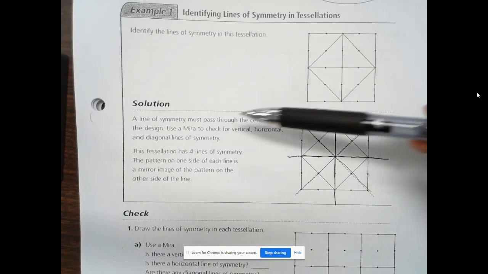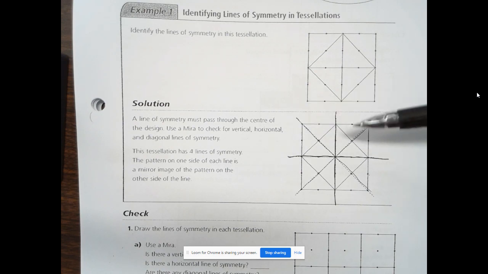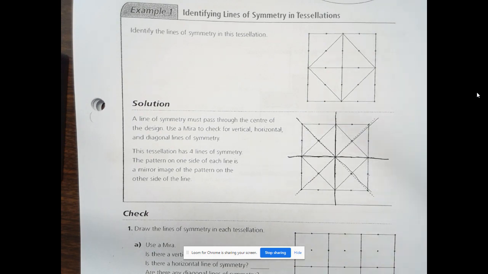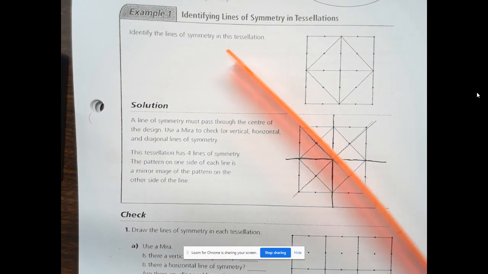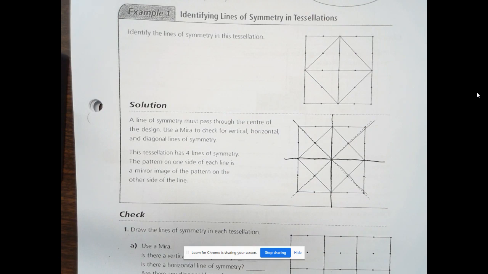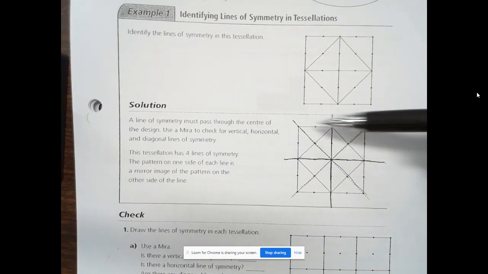Okay, so a line of symmetry must pass through the center of the design, and unfortunately, you guys don't have any mirrors to check, but you can do a trick like I did where I just took a ruler, or you can take a straight page and just look. Do both sides of it look the same? So in the end, I can say that this tessellation does have 4 lines of symmetry. It has 1 vertical, 1 horizontal, and 2 diagonal lines.